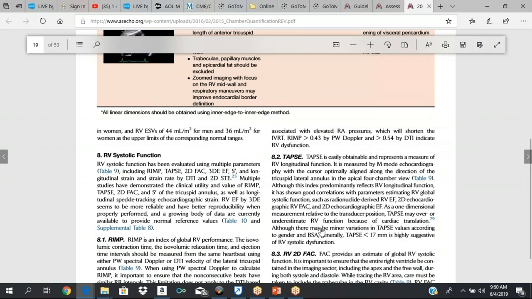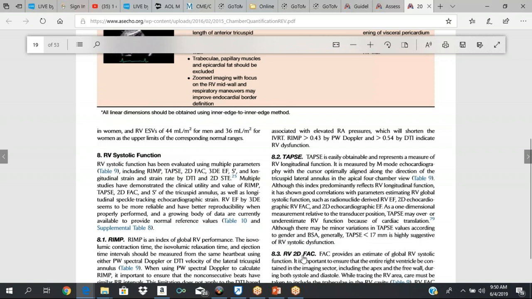Although there may be minor variations in TAPSE values according to gender and body surface area, generally TAPSE less than 17 millimeters is highly suggestive of RV systolic dysfunction. So, yeah, less than 17 is abnormal.